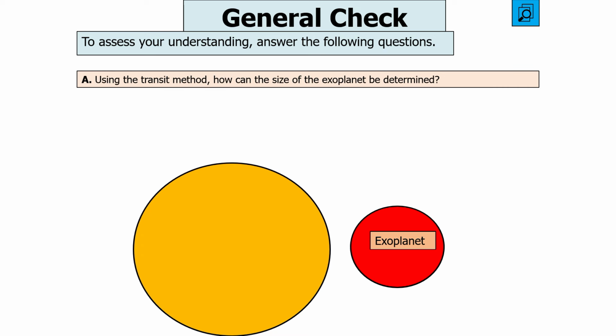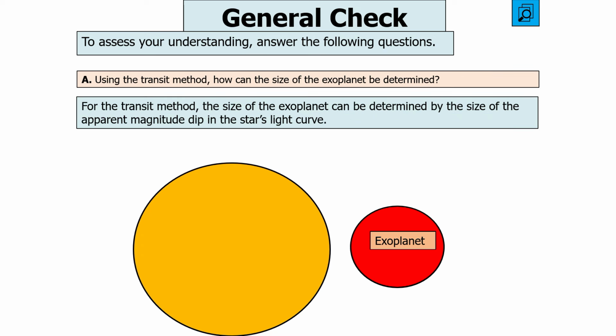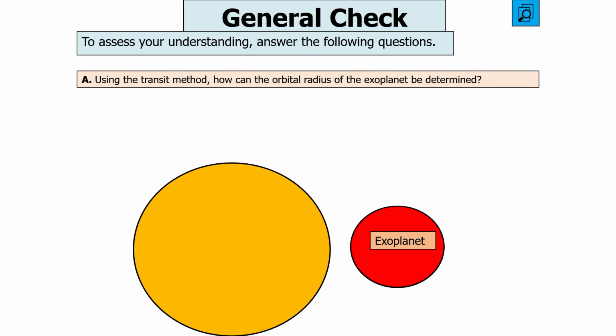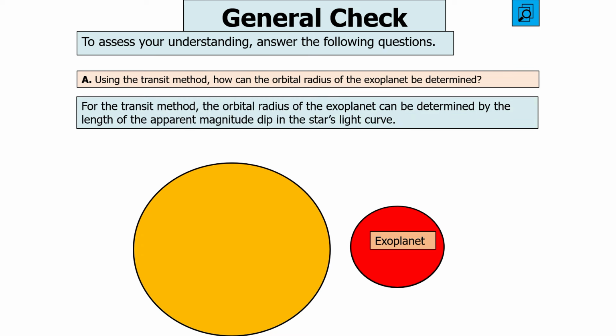Using the transit method, how can the size of the exoplanet be determined? The size of the exoplanet can be determined by the size of the apparent magnitude dip in the star's light curve. Using the transit method, how can the orbital radius of the exoplanet be determined? The orbital radius of an exoplanet can be determined by the length of the apparent magnitude dip in the star's light curve.